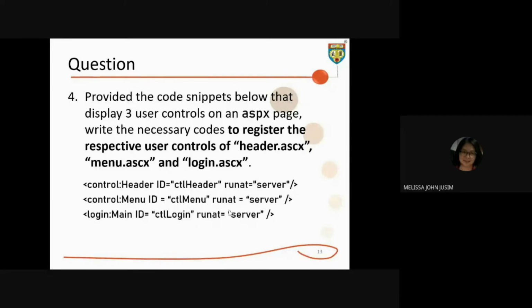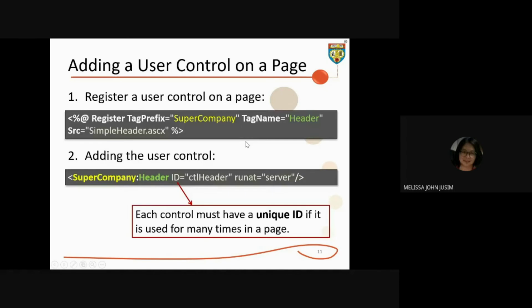So we are assuming that for the first user control, we have header.ascx, and then the second user control, we have menu.ascx, and the third one, we have login.ascx. Now, the syntax to register is given right here. So you can come up with your own tag prefix.